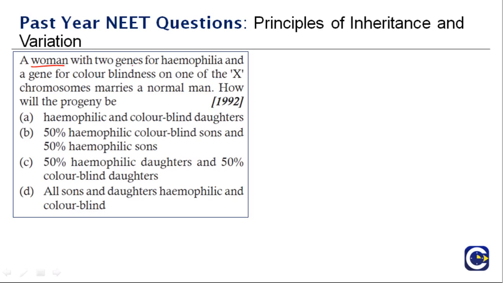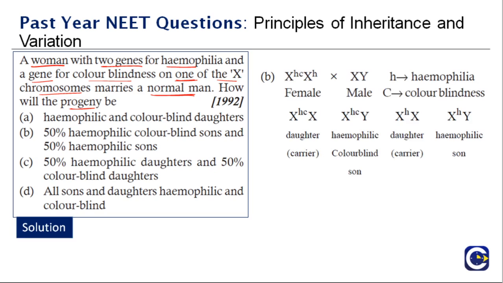A woman with two genes for hemophilia and a gene for color blindness on one of the X chromosomes marries a normal man. How will the progeny be? And then they give you different options. So what is the best way of doing such questions? The best way is to write it down.